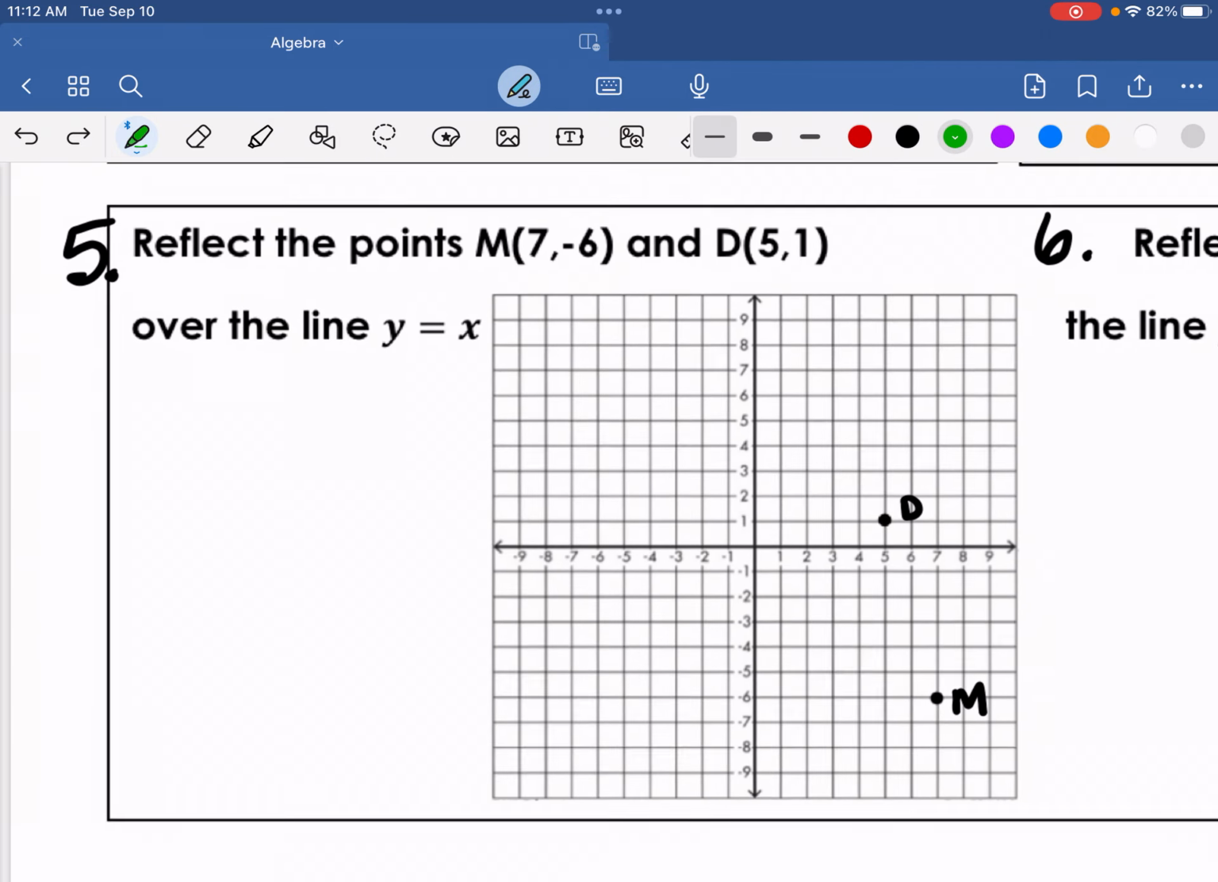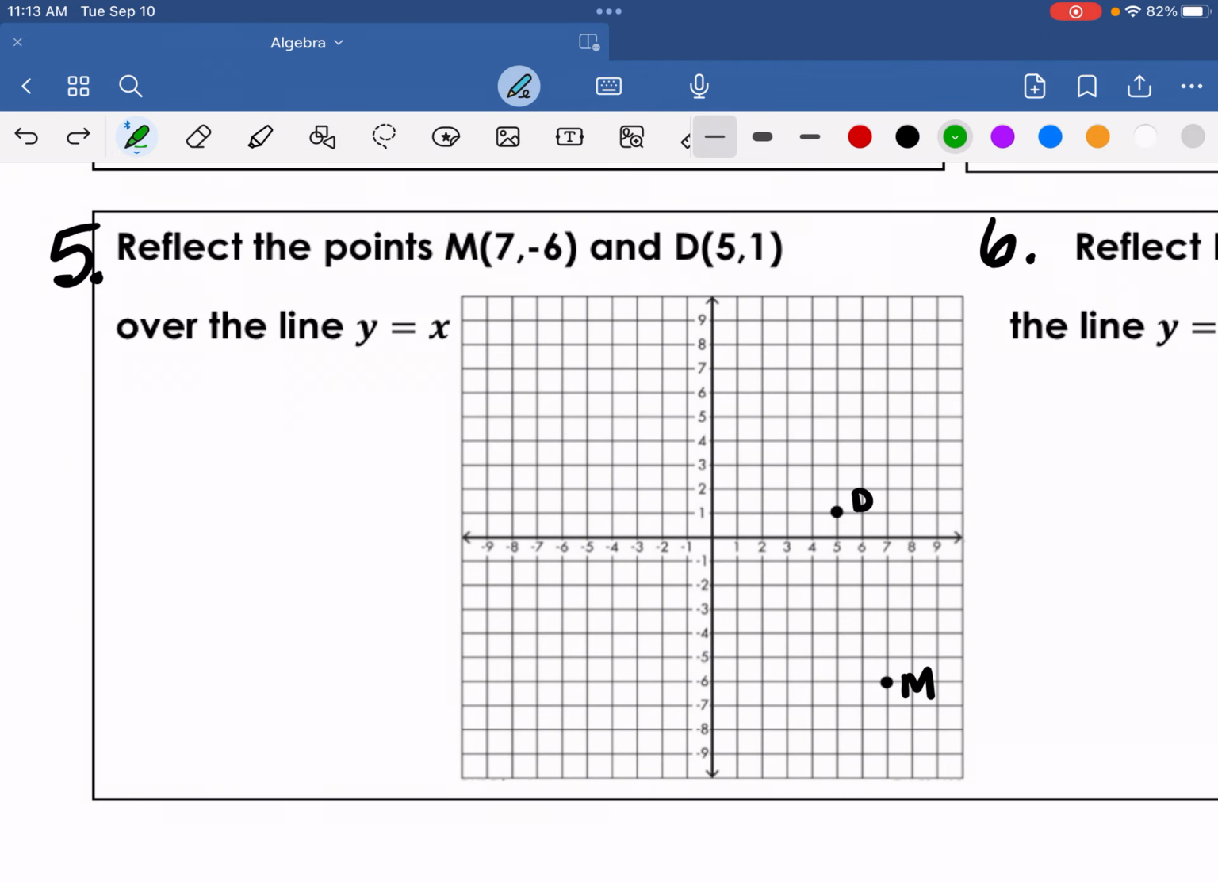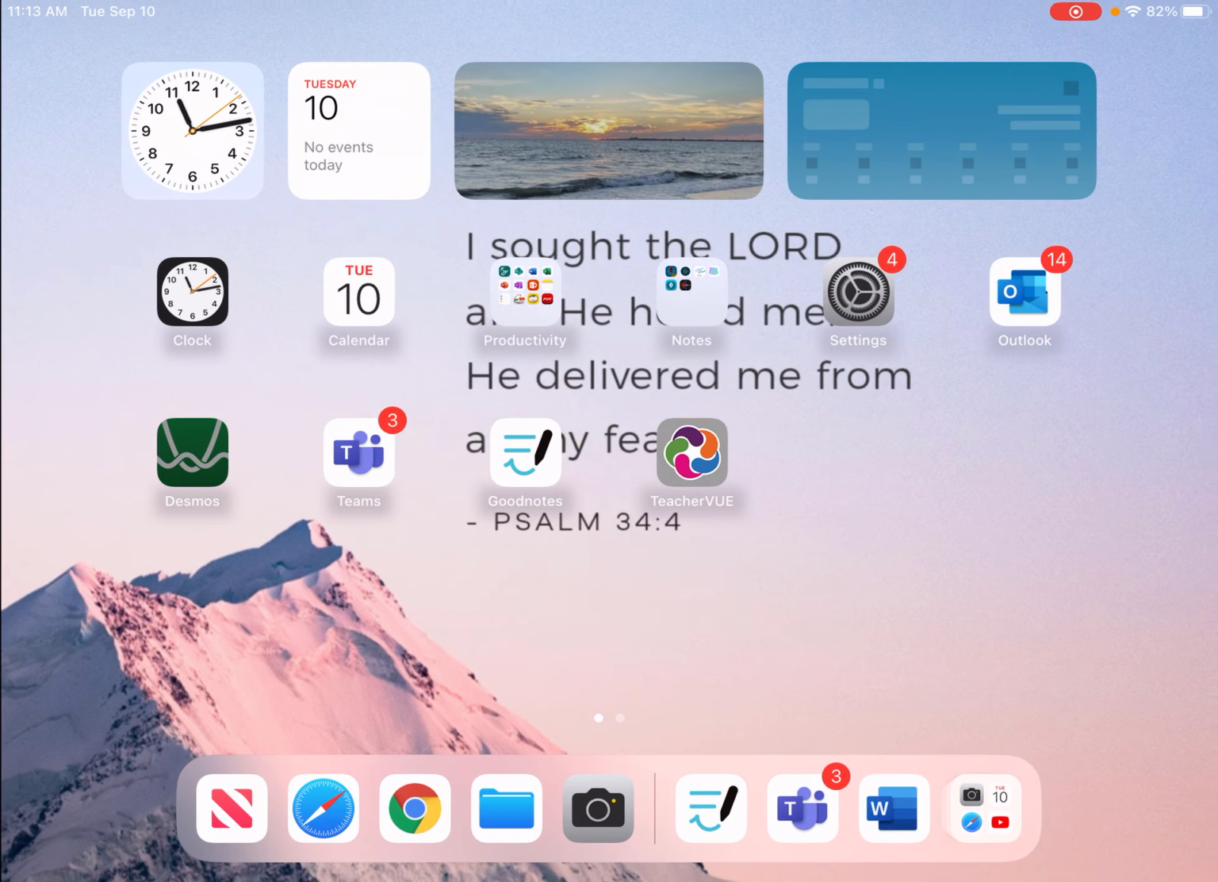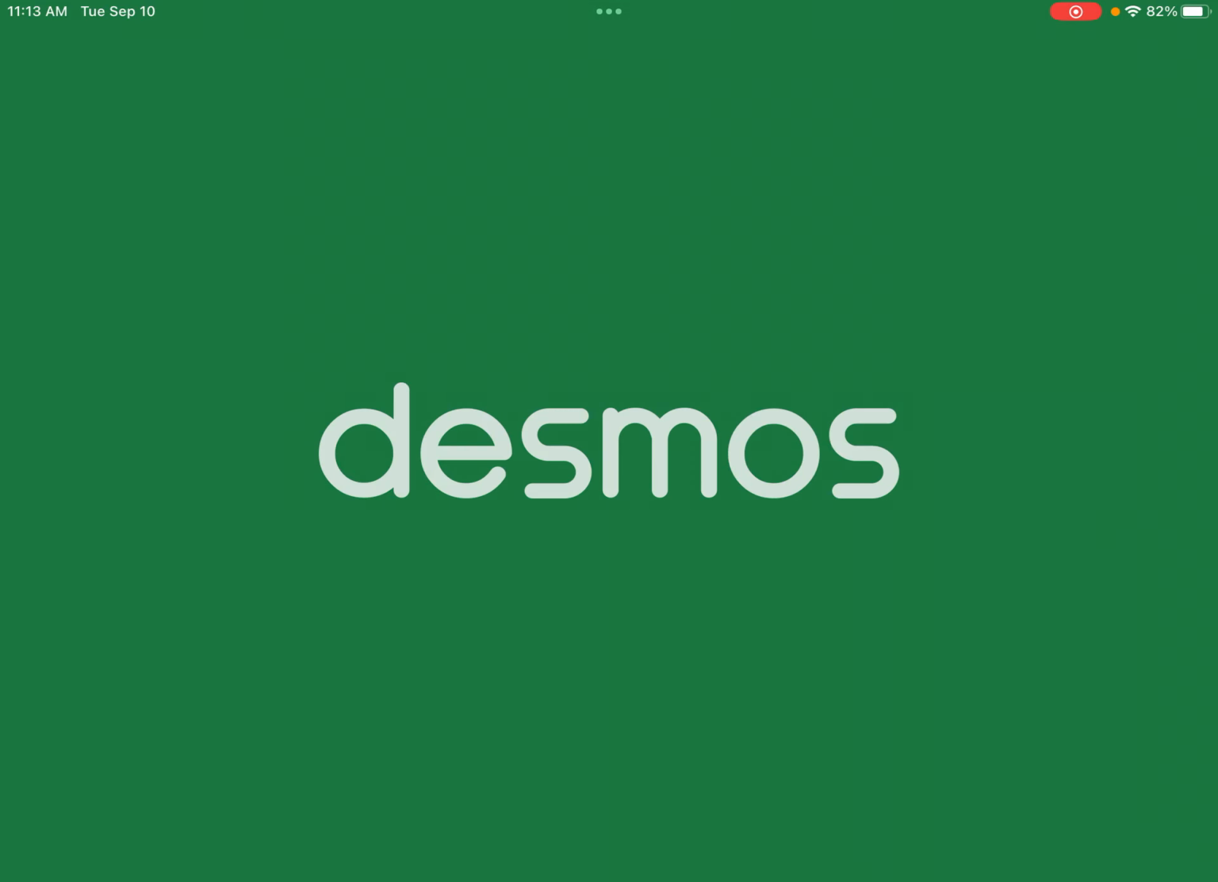Okay, number 5. We are reflecting the points over the line. This is a line. Don't forget, that's a line. So I would use the calculator to type that line if I don't know what it is. Right now I can only show you with decimals because I don't have a calculator.